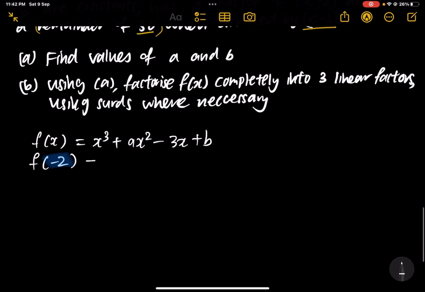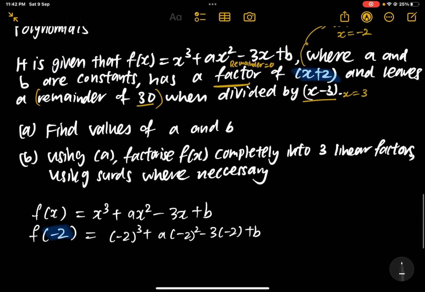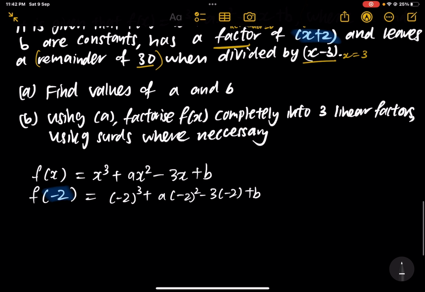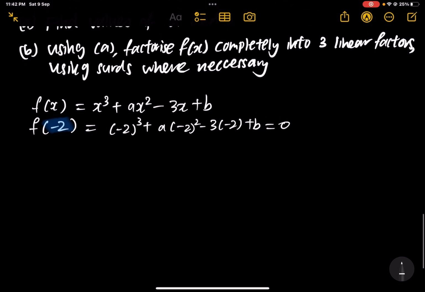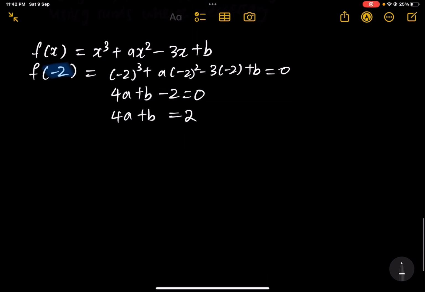Plus, I don't know a, right? So I leave it alone first. Don't know b, leave it alone. And I know that since it is a factor, I will equate it to 0. That will give me 4a plus b minus 2 equals 0. I'll bring the constant over: 4a plus b equals 2. Now, it will be my equation 1.